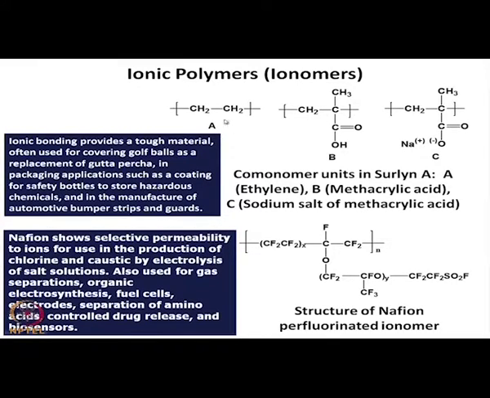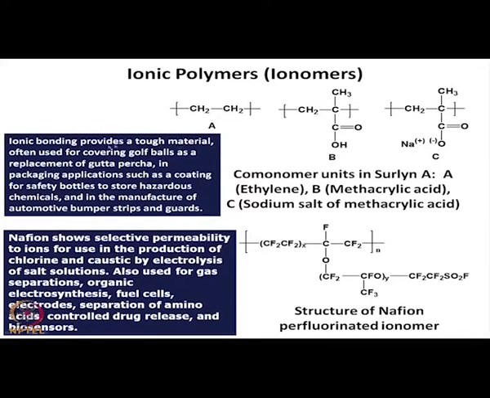So, polyethylene can be converted to an ionic polymer, methacrylic acid or acrylic acid, and salt of acrylic acid. This group is ionizable, that is why these polymers are known as ionic polymers. Ionic bonding provides a tough material because there will be intermolecular ionic bonds through these sides.